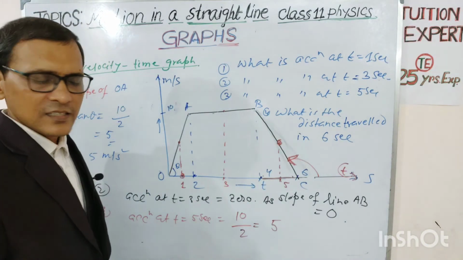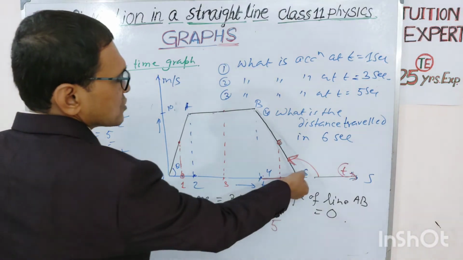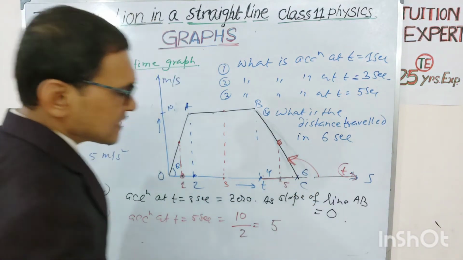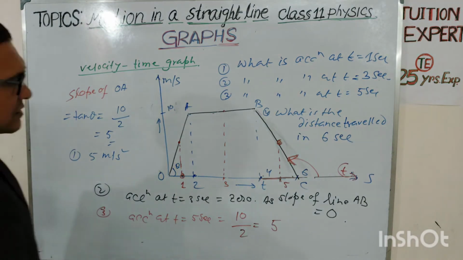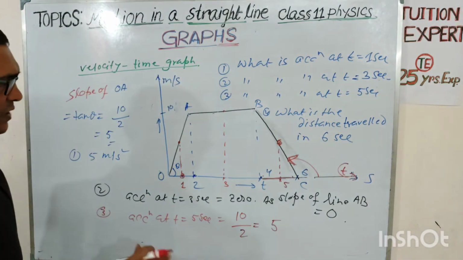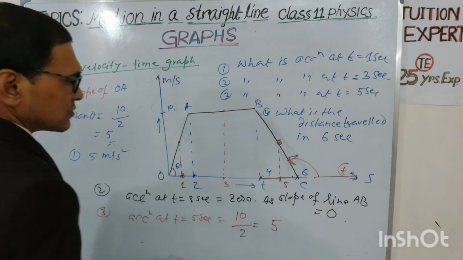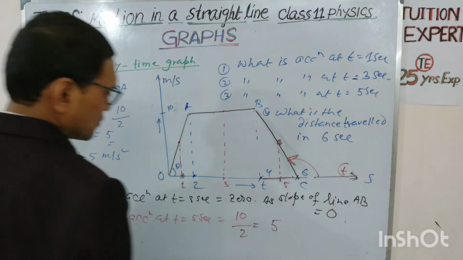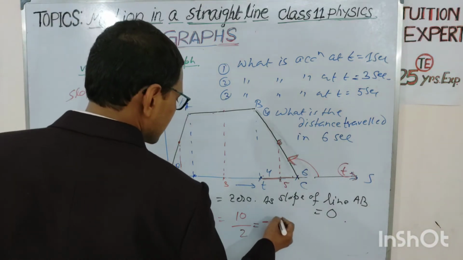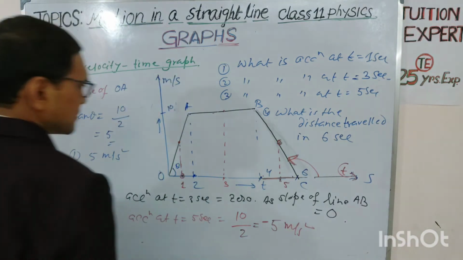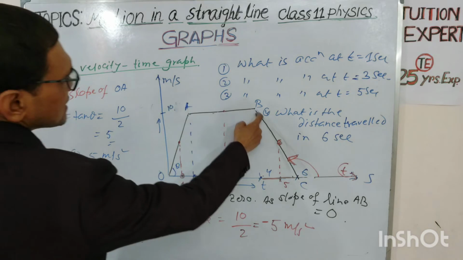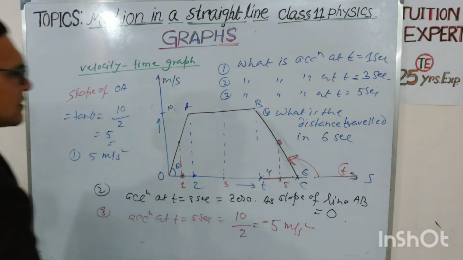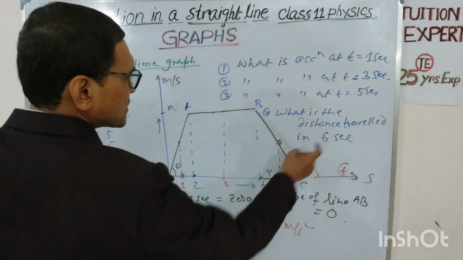So this is retardation. Or you may think that the slope of this line is greater than 90 degrees. In trigonometry, the tangent of an angle greater than 90 degrees becomes negative, so this is minus 5. This is the answer, negative. Or you may think that velocity is decreasing, so it is retardation, hence the negative sign.